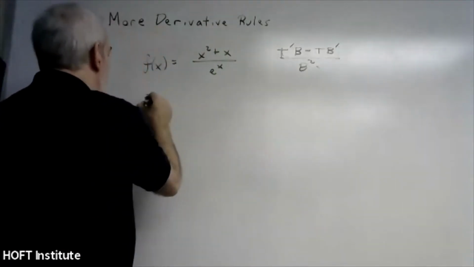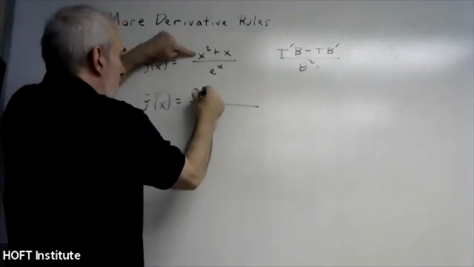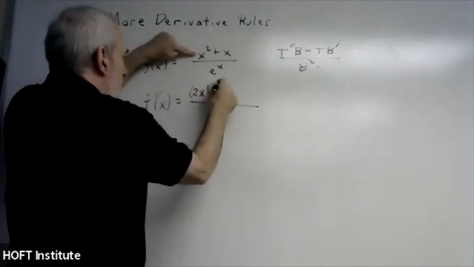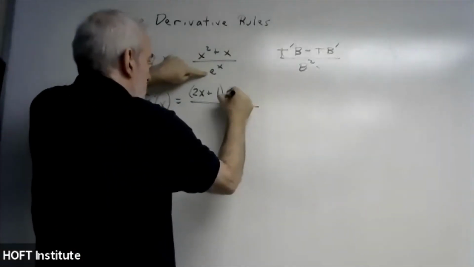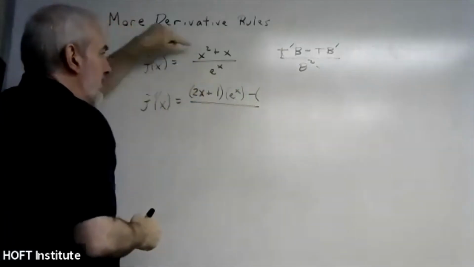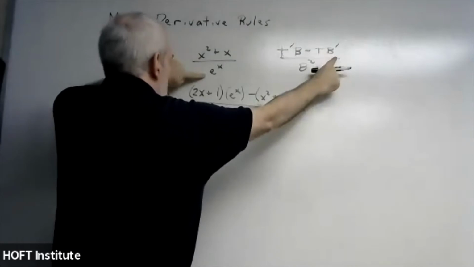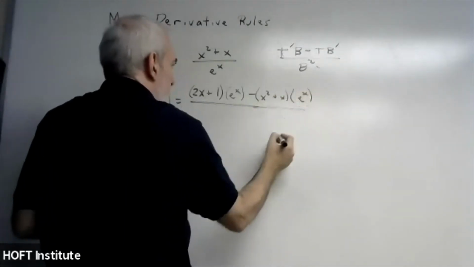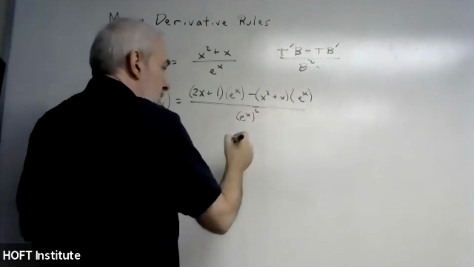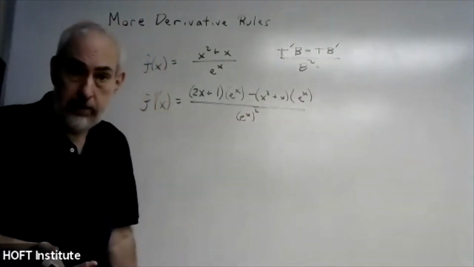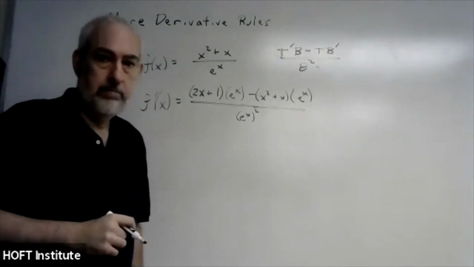Okay, so the derivative of the top is 2x plus 1. The bottom is simply e to the x minus the top, so x squared plus x. And then the derivative of the bottom, well, the derivative of e to the x is just e to the x. And then the bottom is e to the x squared. If you prefer, you can write that as e to the 2x. You know, the powers raised in succession multiply together.